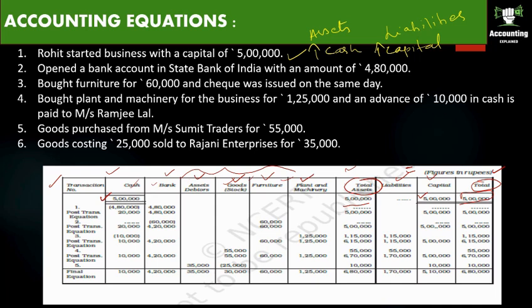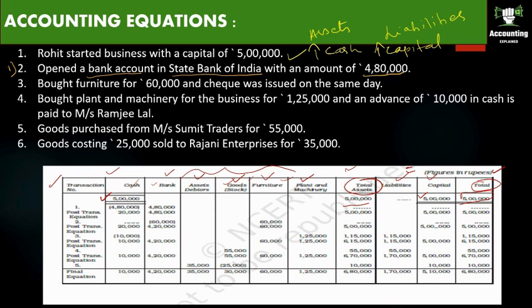From the next point, the actual transaction starts. Okay. So what is the next transaction? Open the bank account in State Bank of India with an amount of 4,80,000.